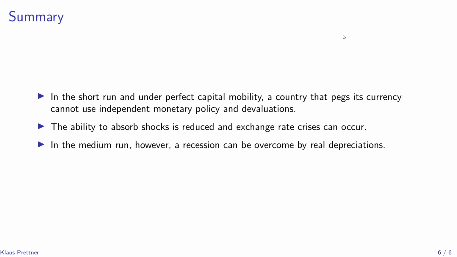So to summarize, even if a peg of the home currency eliminates one adjustment mechanism in the short run, so the nominal exchange rate cannot be changed anymore, there would still be the ability to absorb shocks through the real exchange rate, because the price levels may increase at different rates in the different countries.